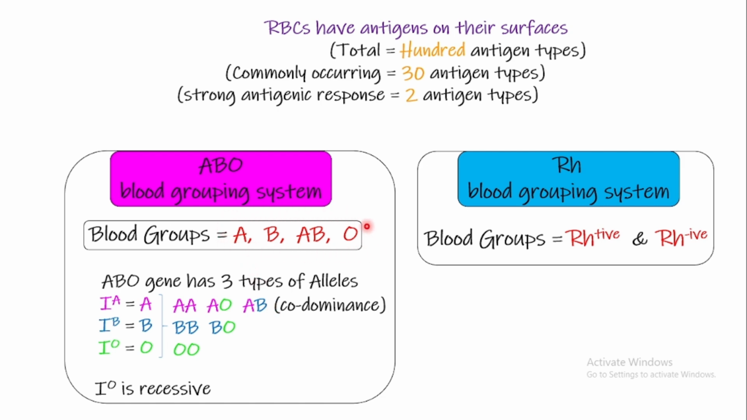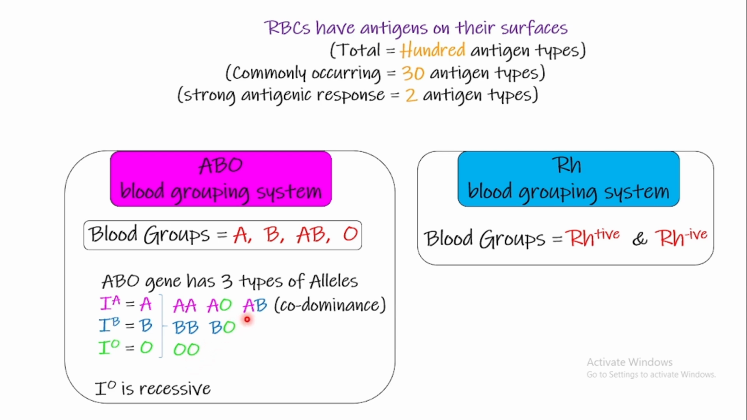Let's talk about blood group A. Blood group A can occur when there is a genotype of AA or a genotype of AO. Blood group B can occur when there is a genotype of BB or BO. Blood group O can only occur if there is a genotype of OO. And blood group AB can occur only when the genotype is AB, the codominant case.